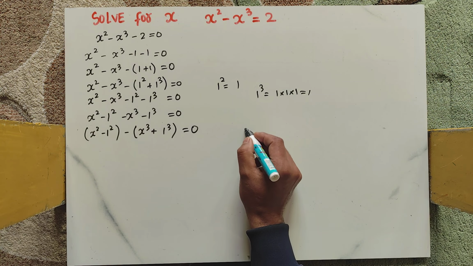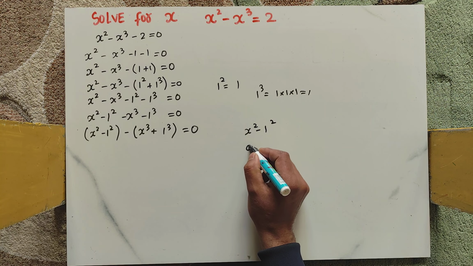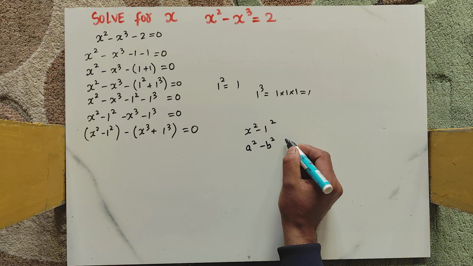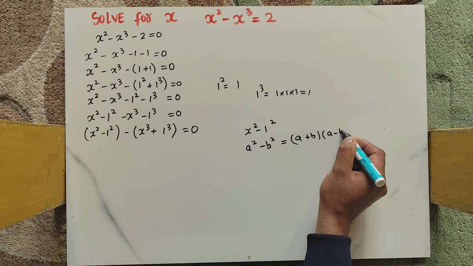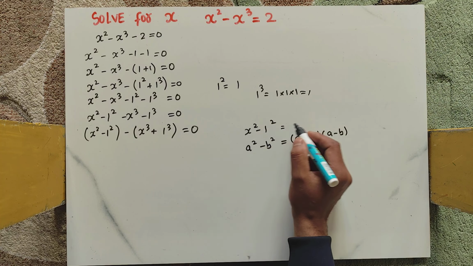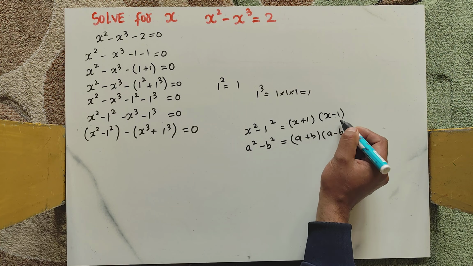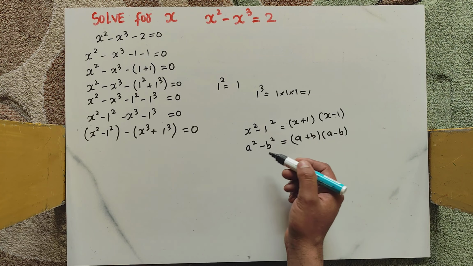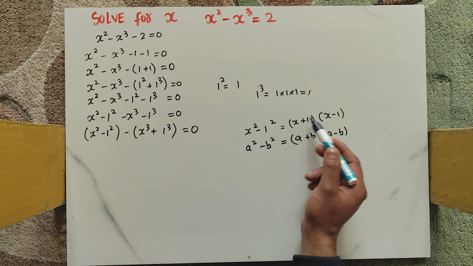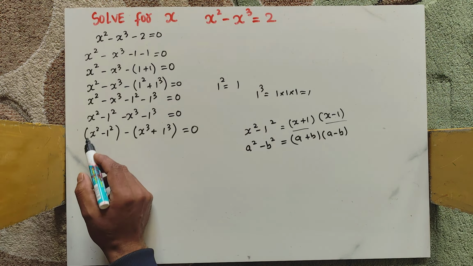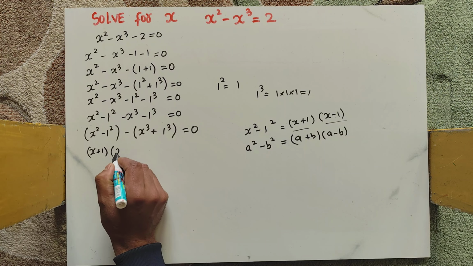Now this term x² − 1² resembles a² − b², and we know it is equal to (a + b)(a − b). Likewise here we have (x + 1)(x − 1). Okay, these are the identities. We know that a² − b² is equal to this. So in place of a we have x, in place of b we have 1, so we can write it like this: (x + 1)(x − 1).